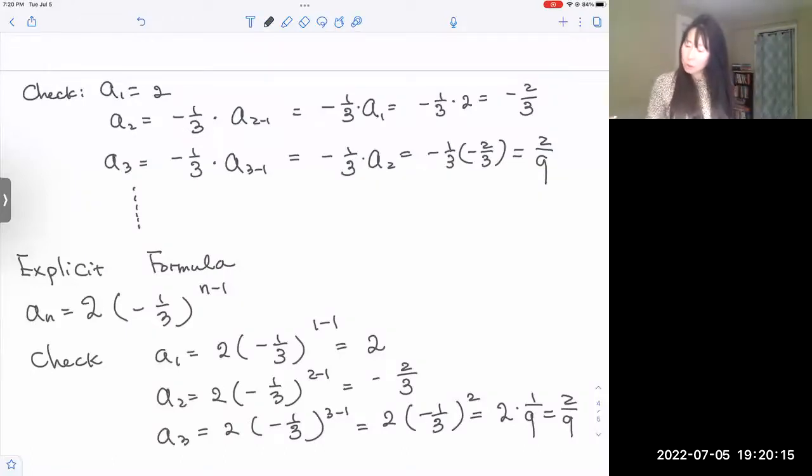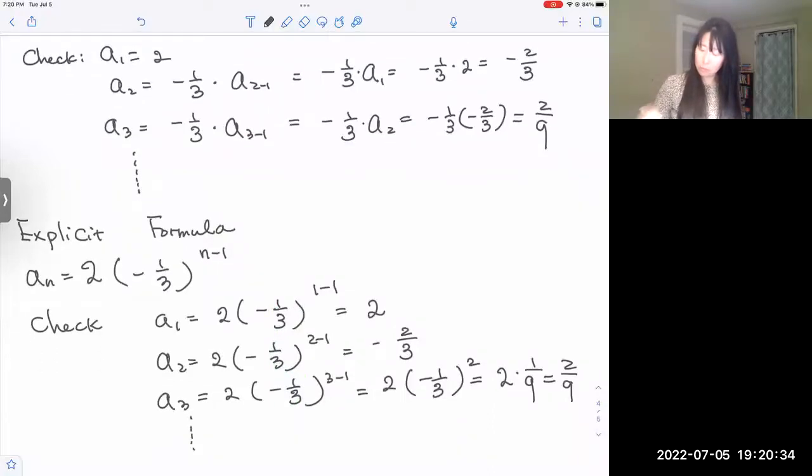Okay, so basically this one increases by a power of 1 every term, right? Can you see? Okay.